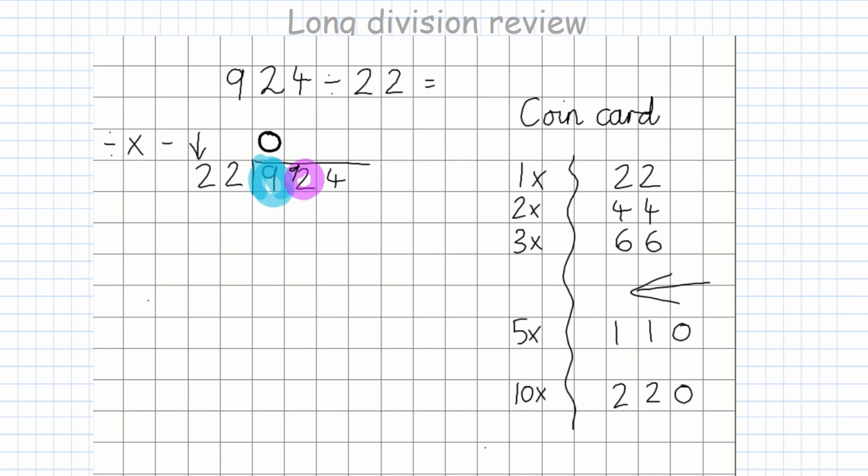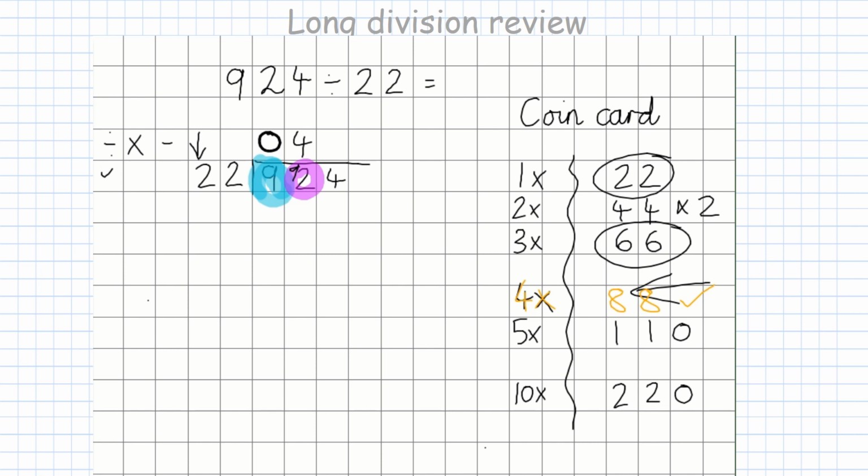You can just check that by combining the 1 times and the 3 times, or by doubling the 2 times. So 4 lots of 22 will be 88. So how many 22s go into 92 is 4. So 4 goes up above the bus stop. And we've then completed our division step.